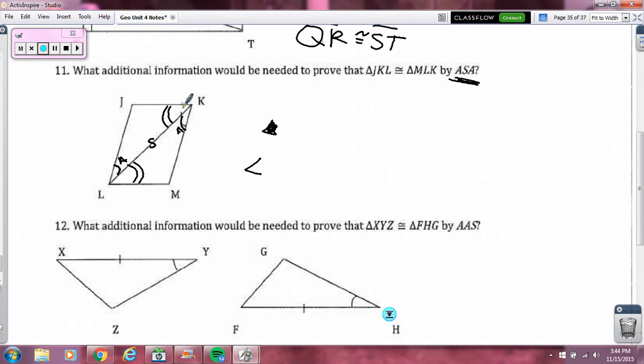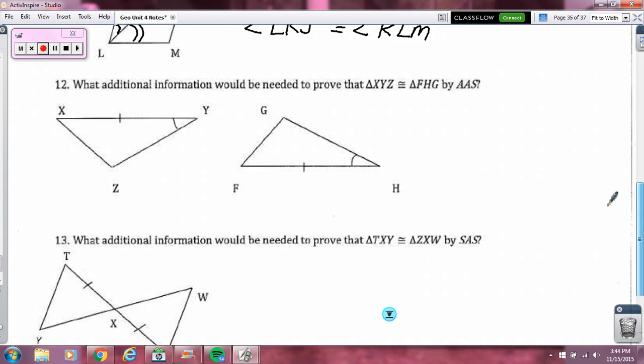I can't just say angle K either, because angle K could mean that or that. Either one of those two. So I'm going to have to use 3 letters. Remember, I'm labeling the ones with the double hoops. Those are the ones that I added in. The others I already had marked. So I would need angle LKJ to be congruent to angle KLM. And then I could use ASA.